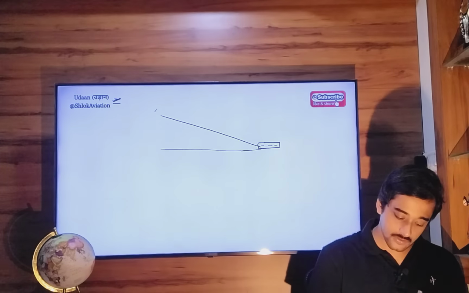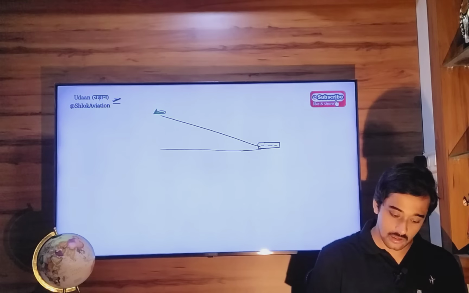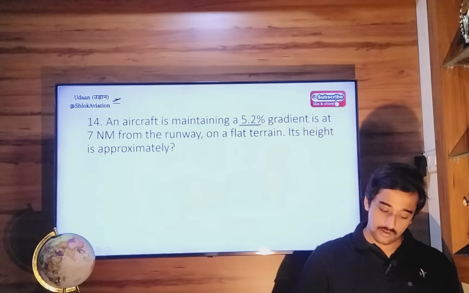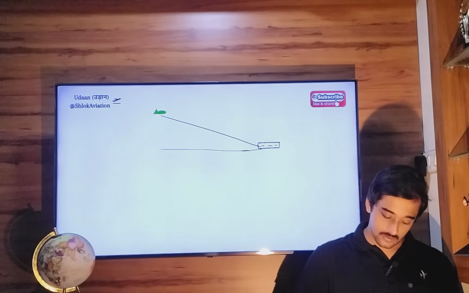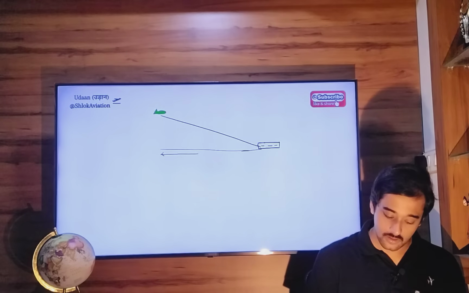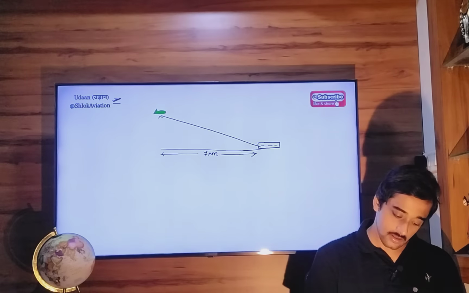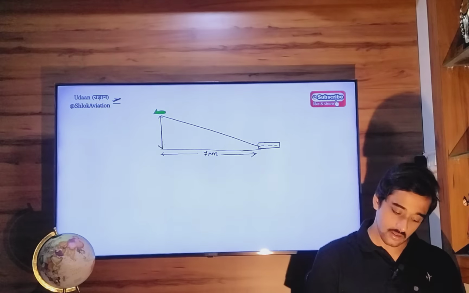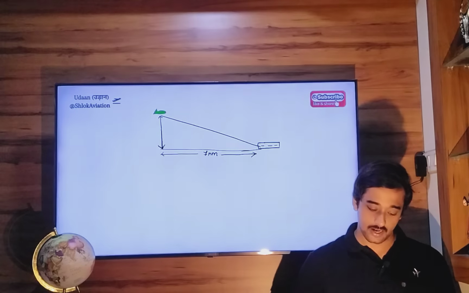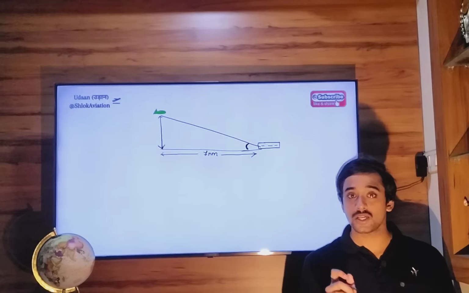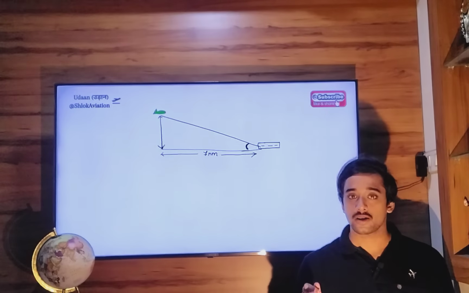Aircraft is here. Okay, an aircraft is 7 miles from the runway. Next, we have to calculate the height of aircraft. So we can calculate that using the trigonometry ratio or the 1 in 60 rule.